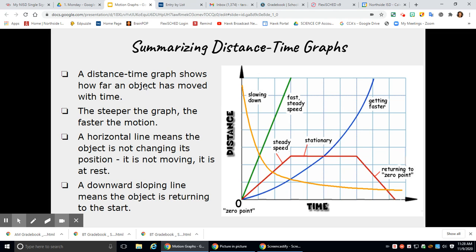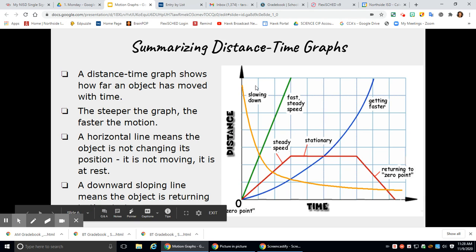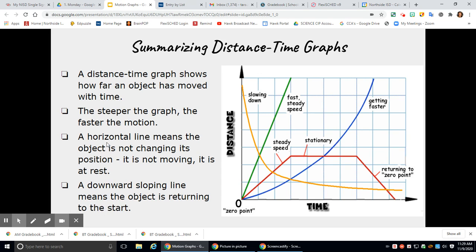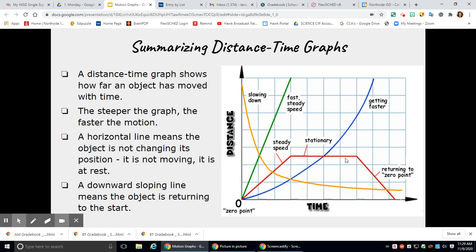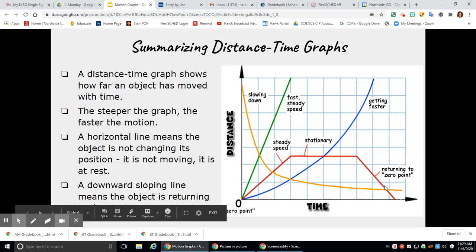Summarizing distance time graphs. A distance time graph shows how far an object has moved with time. So distance and time. The steeper the graph, the faster the motion. So here we'd have a very fast object. A horizontal line means the object is not changing its position. It's stationary. It's not moving, it's at rest. A downward sloping line means the object is returning to the start. So here we have an object returning to its start.